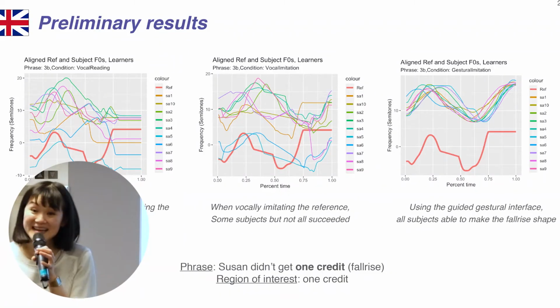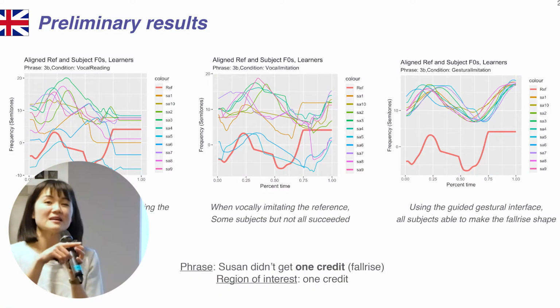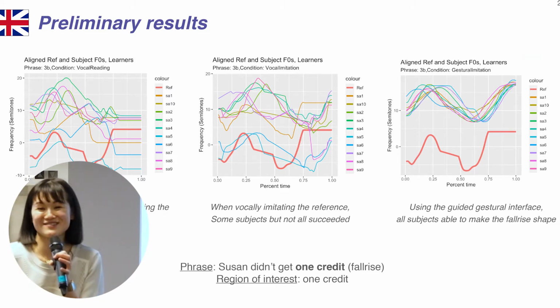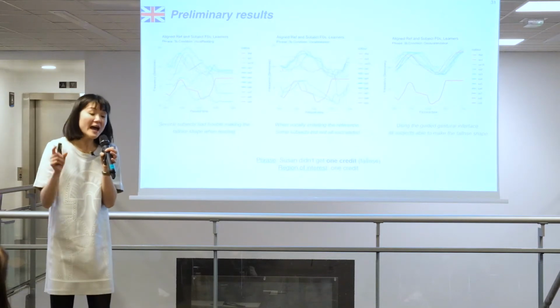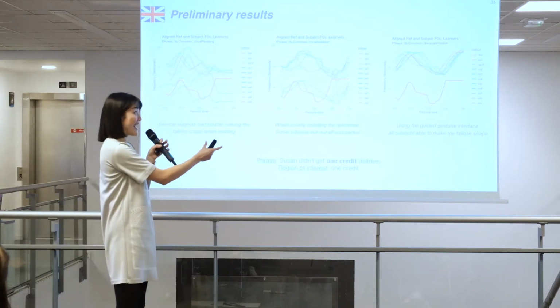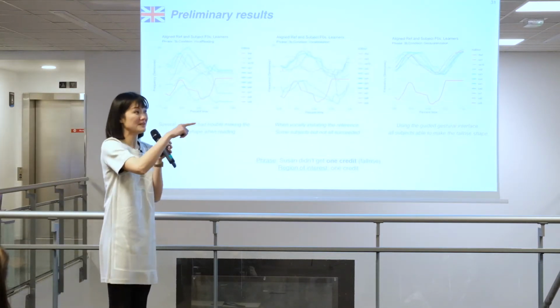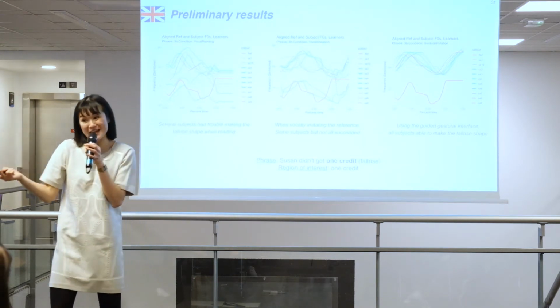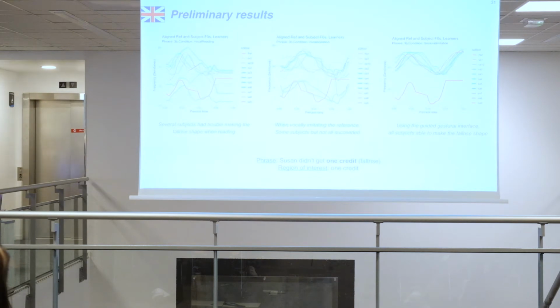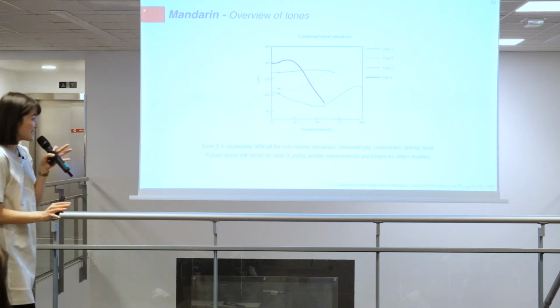So as you can see, in the beginning of the phrase, it sounds like he's drunk because the timing is a bit difficult to control. However, in the part that actually counts, this person was able to make a really good shape. So that's for the English study.